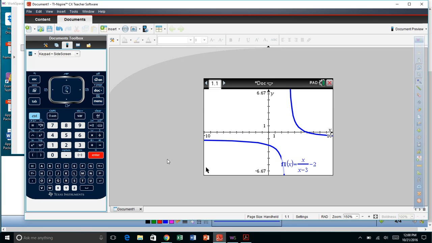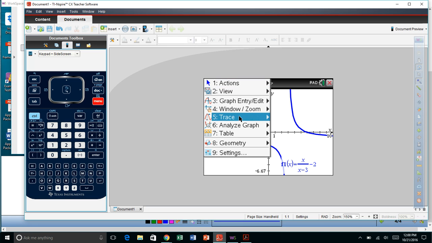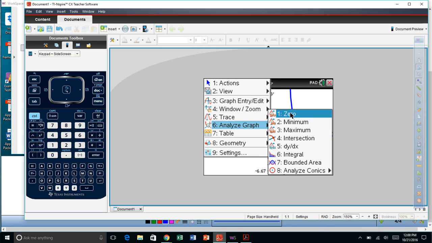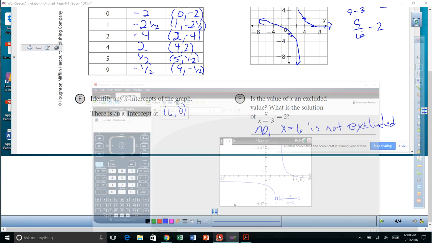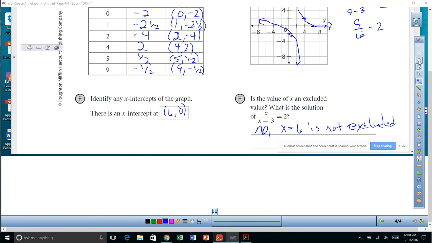And so let's see here, menu 6 and then 0, and there it is, 6, 0, which is what we had on ours. So that looks good.